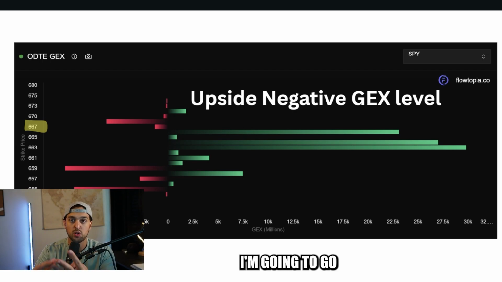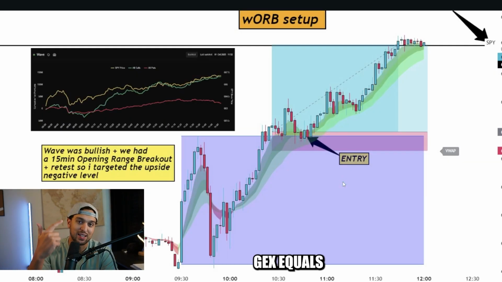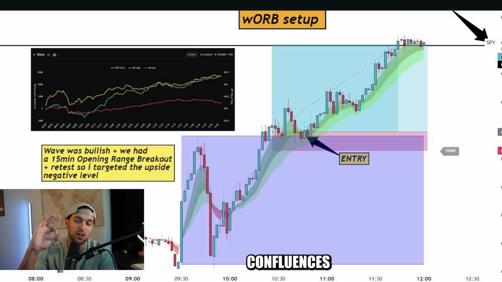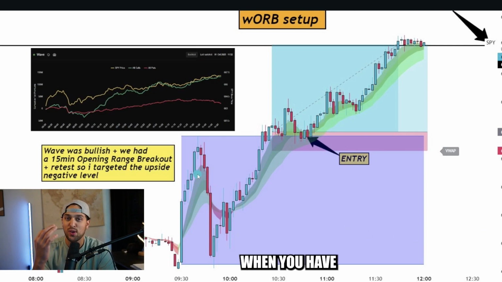So now I'm going to look at the upper GEX levels. In this instance it is 668 and 667. These are the levels that I will personally be trying to target. W orb plus GEX equals three different confluences that can help you in your trading strategies. And if you look, after using the W orb and aligning GEX with that, you can see that everything aligned perfectly. When you have all three aligned perfectly like that, there's no better feeling and confidence when entering a trade.